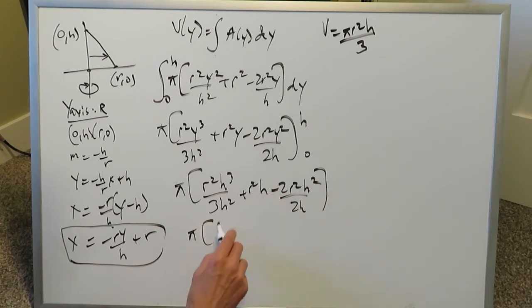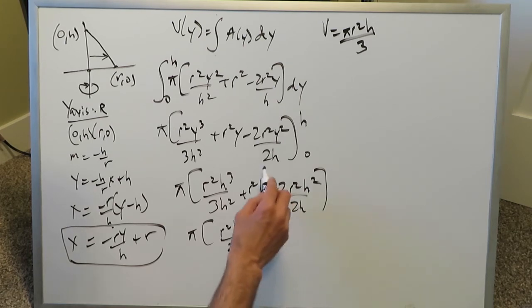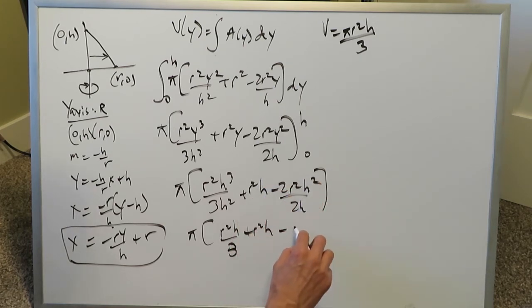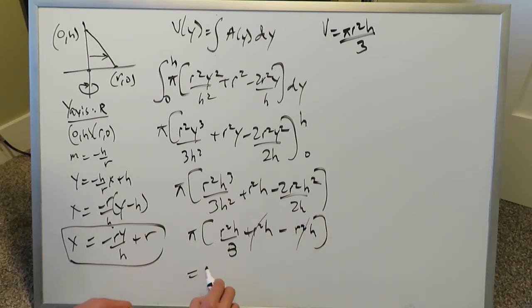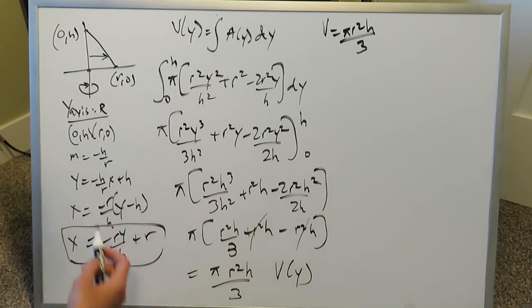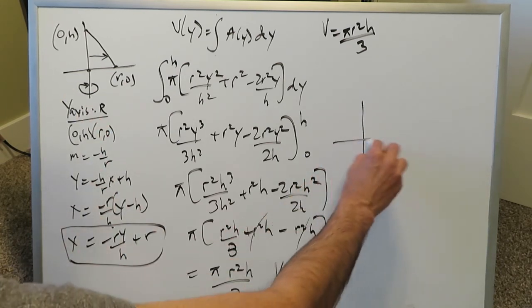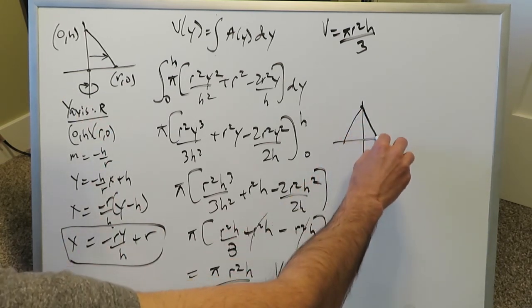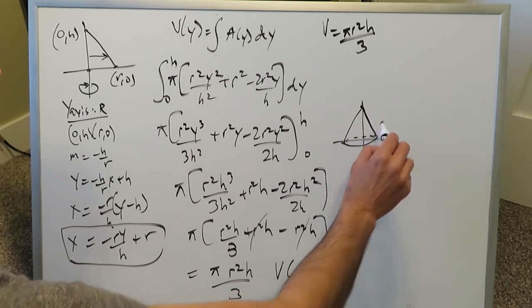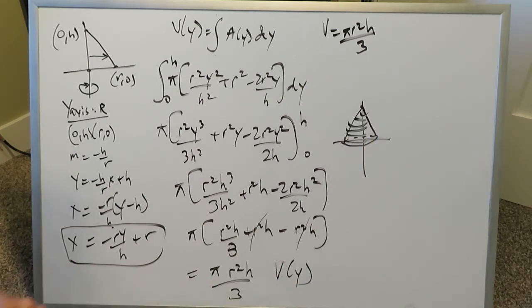When you cancel them out, here this h squared cancels out, you get r squared h over 3. Here you have an r squared h. Here the 2's cancel out and one h cancels out. You have an r squared h. This cancels out with this. You're left with this pi sitting outside. You have a pi, you have an r squared, you have an h over 3, and here's your volume with respect to y of the cone, which would have developed from this rotation movement or dynamic movement around the y-axis, and it would look something like that. And the formula has been derived.